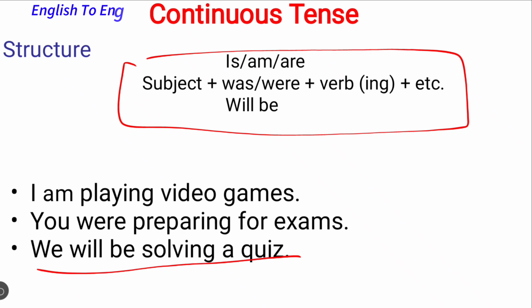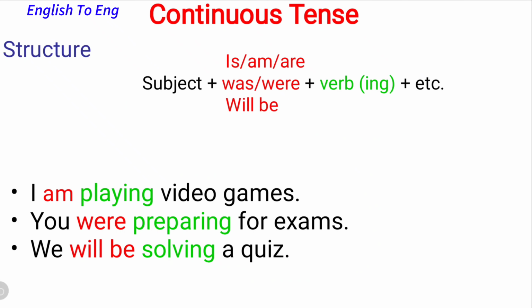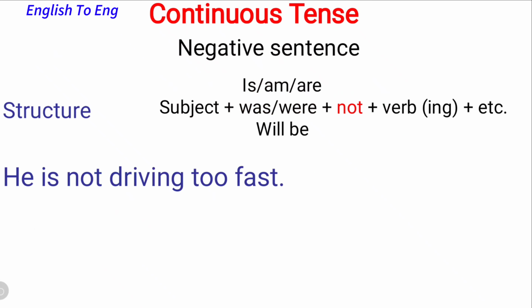We got the structure. Let's talk about some different sentences that we use in continuous tense like negative and affirmative or interrogative. So finally we discussed affirmative. These are the affirmative sentences, I mean positive. And let's talk about negative, where we have to put the word not.